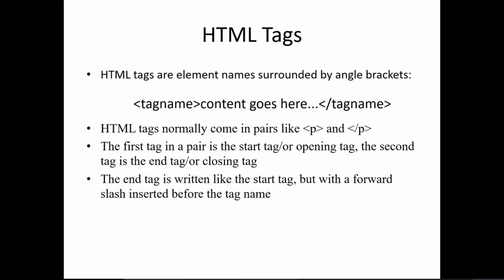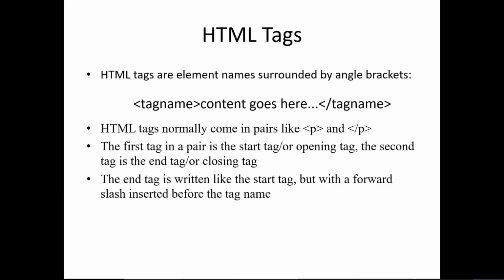Then HTML tags. HTML tags are element names surrounded by angle brackets. So you give the tag name, then the content, and then a slash and the same tag name. This is the starting tag and at the end, this is the ending tag. HTML tags normally come in pairs like P and /P.